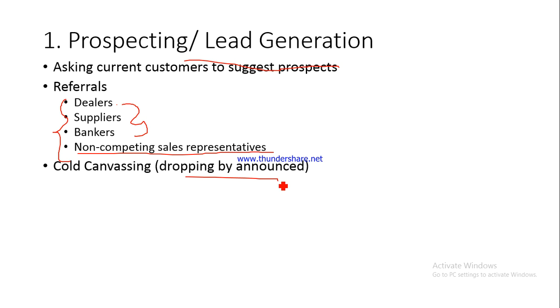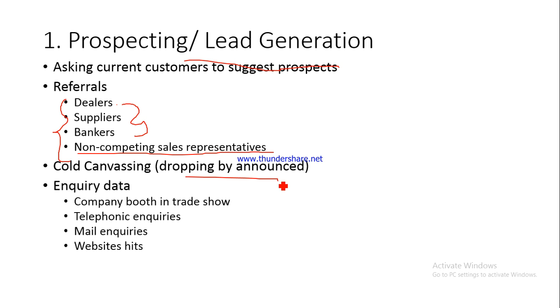Now this is called cold canvassing, because you have not actually booked an appointment first or informed the prospect first. You have straight away gone there and interacted with the prospect. If somehow you are not allowed to interact with the prospect simply because you don't have an appointment, at least what you can do is leave behind your brochure. So this is an example of cold canvassing.